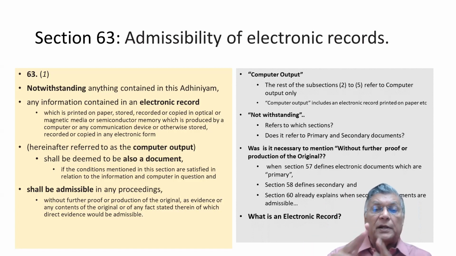It can be printed on paper, and if it is in electronic form, it can be stored in any optical media like the CD. It can be in any magnetic media, even our hard disk, you can say, is a magnetic media. It is a semiconductor memory, which may be on a chip, and it may be in a computer or a communication device.